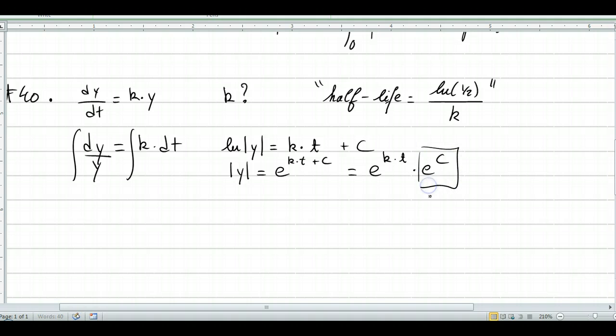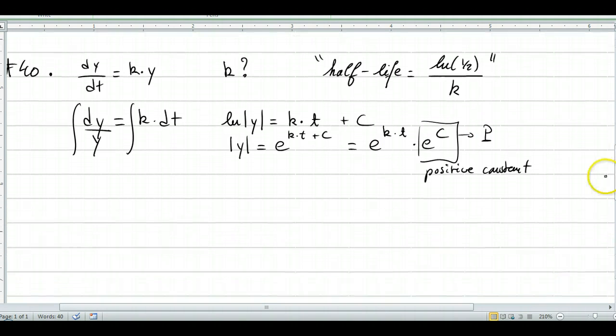And this is a constant, right? But it's a positive constant. c can be anything, but e to the c is always positive. Okay, positive constant. I'm going to change its name. I don't want to call it k because I'm using it, so I'm going to call it p. So the equation here is the absolute value of y is equal to p times e^(kt), and let's remove the absolute value.